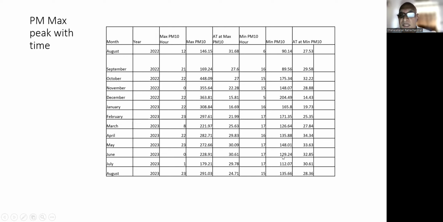The minimum PM temperature happens in the evening at around 15 to 17 hours, and the temperature at that time is shown in this table. I have taken maximum PM concentration, time, and the temperature at that time, and minimum PM time where the PM10 levels are minimum, and also the temperature at that time, to show some relationship with how this double peak behavior is happening with respect to time, period and months at Punjabi Bagh in Delhi.